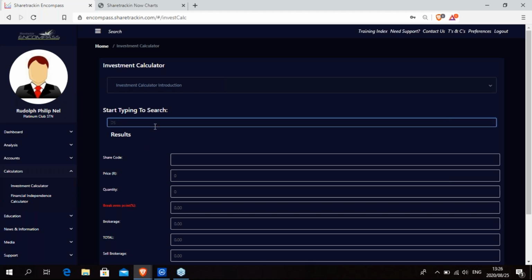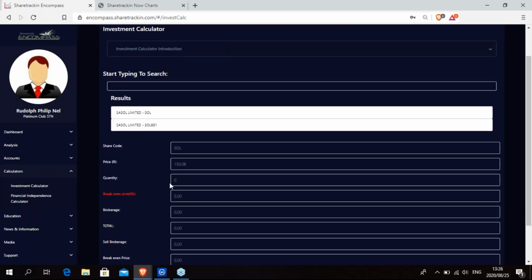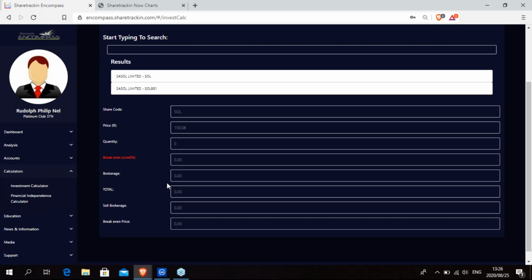Let's say, for instance, a share like SL, like Sassel. Just enter your code, select the company, and it's going to give you your share code, the price of the share, and the quantity is obviously 0 with the break-even point percentage, the brokerage that you're going to pay, the total, the selling brokerage and then break-even price.